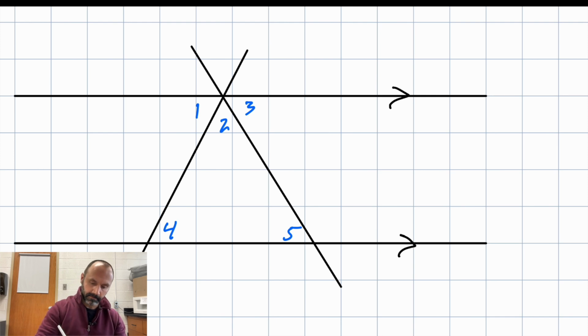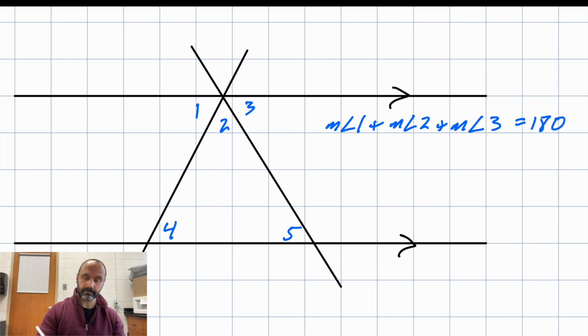So I can write this, that the measure of angle 1 plus the measure of angle 2 plus the measure of angle 3 equals 180 degrees. Good with that? That makes sense, right? Those three angles, there's a line there, angle addition postulate.